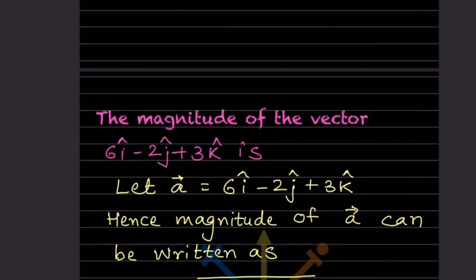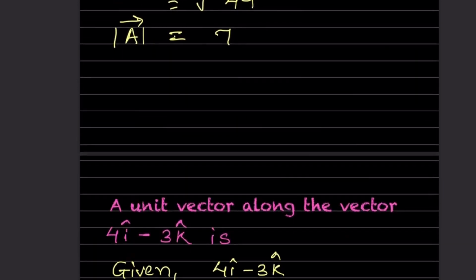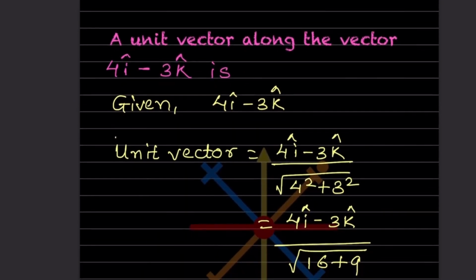That is what they ask, the magnitude of the vector. The answer is 7, since the root of 49 is 7. So now look at this one.